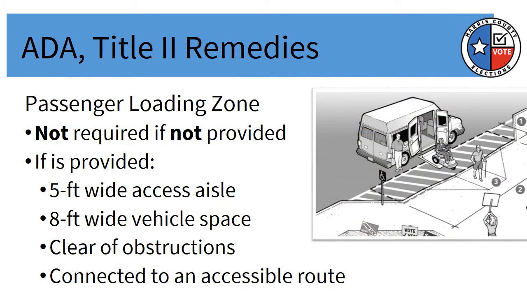If your location does not have a passenger loading zone, you are not required to create one. But if your location does have a passenger loading zone, it must meet certain requirements. Have a 5-foot wide access aisle, 8-foot wide vehicle space, be clear of obstructions, and connected to an accessible route.